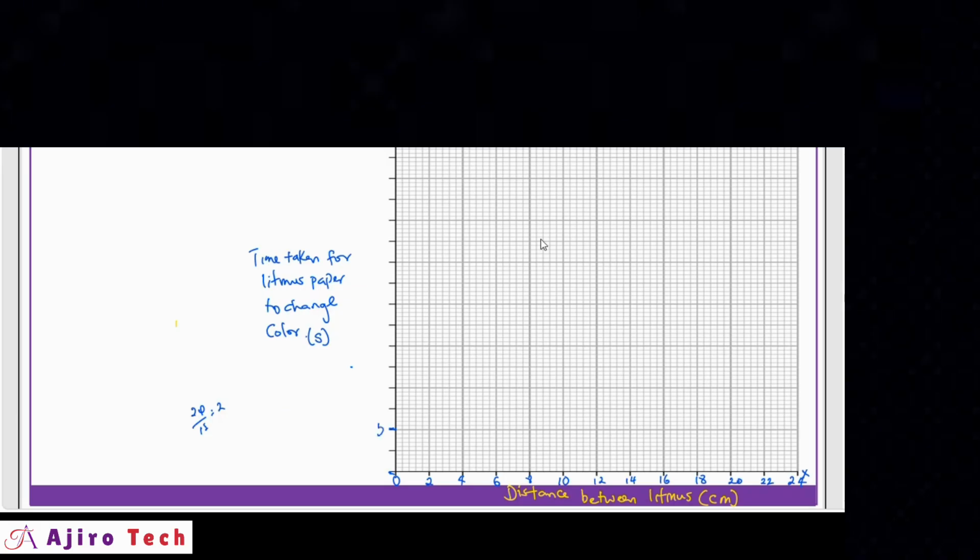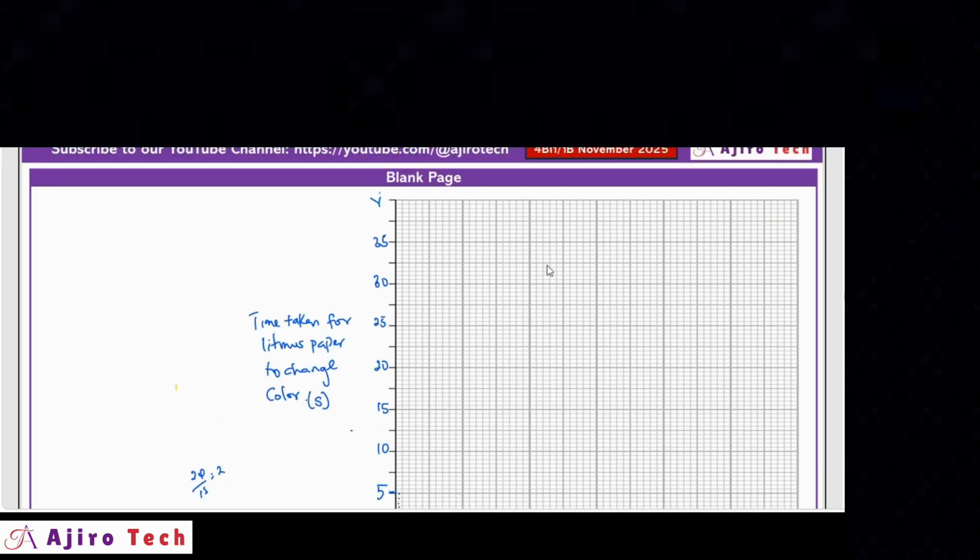So this will be 5. So that 2 holes will be equal to 1 unit. This and this will be 1, this and this will be 2, this and this will be 3, this and this will be 4, this and this will be 5. So that's very good. So we have 10 here, 15 here, 20 here, 25 here, 30 here, 35 here. Don't forget the highest is 38. So we have 40 here. So this is very perfect.